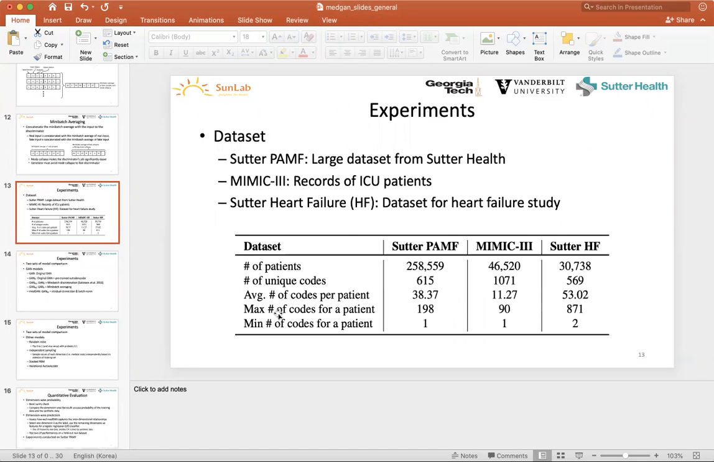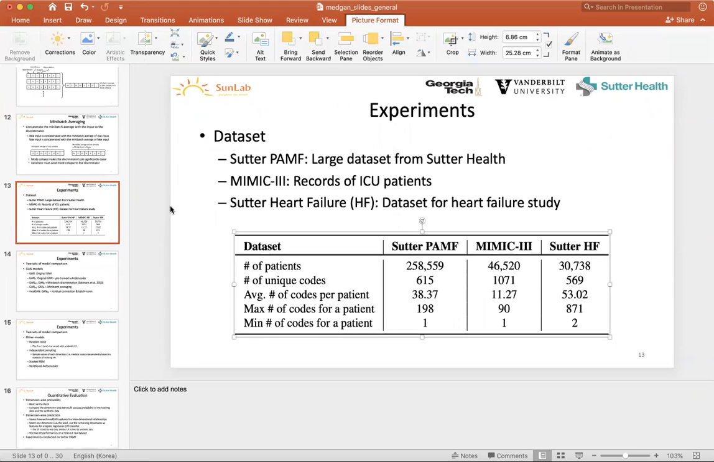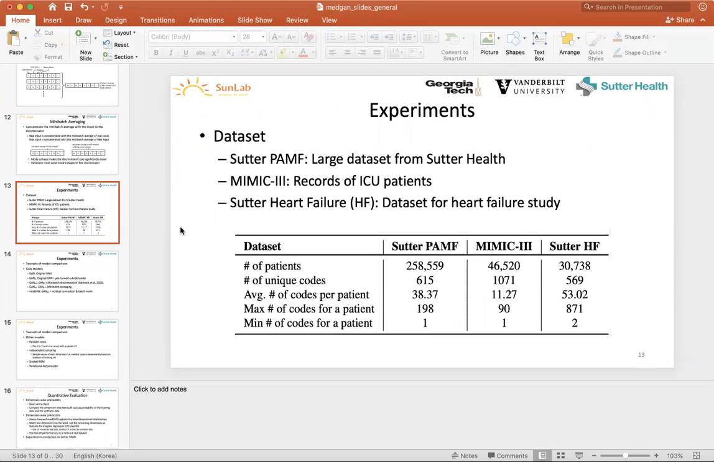So there's something called Sutter PAMF, which is borrowed from a healthcare network called Sutter Health, a California-based healthcare network. They gave me about 260,000 patient records of 260,000 patients. So that is the entire data set, Sutter PAMF. And a subset of Sutter PAMF is called Sutter Heart Failure, which is Sutter HF.